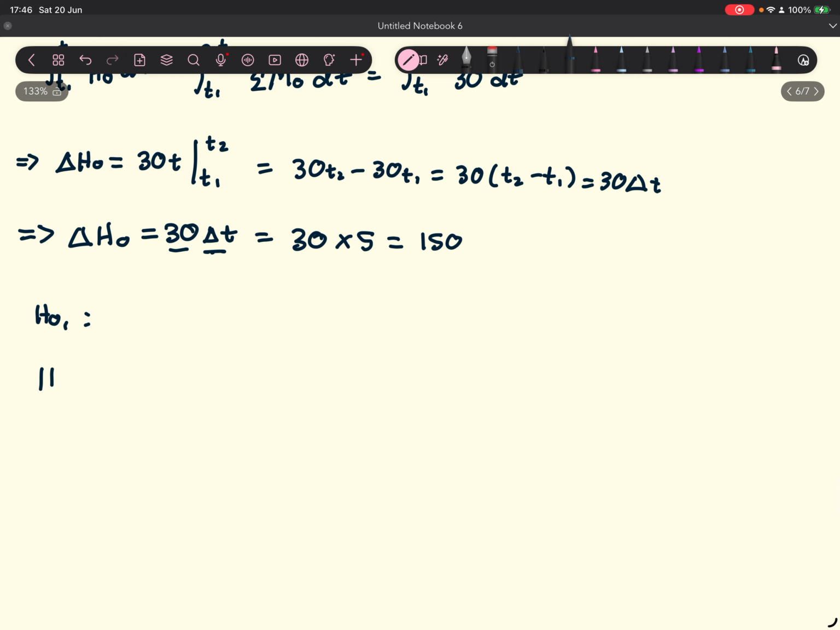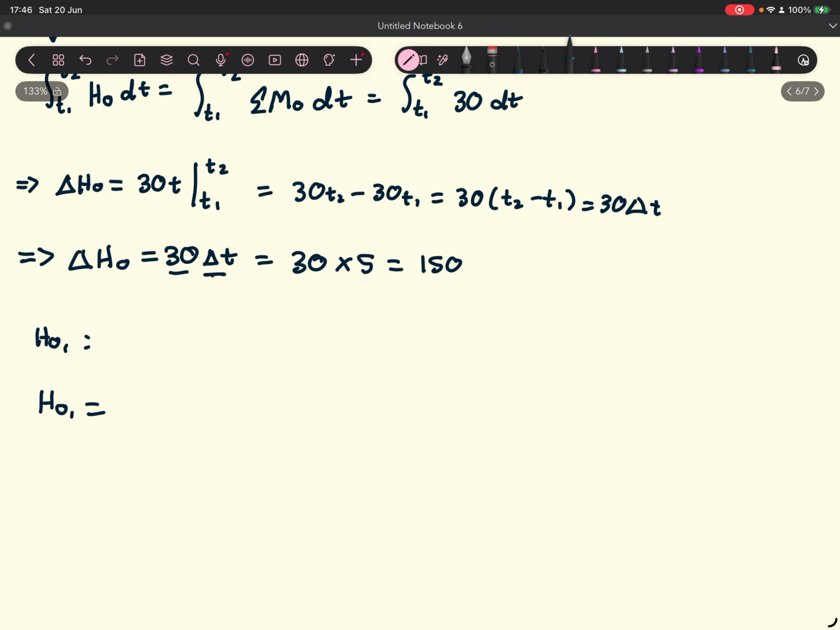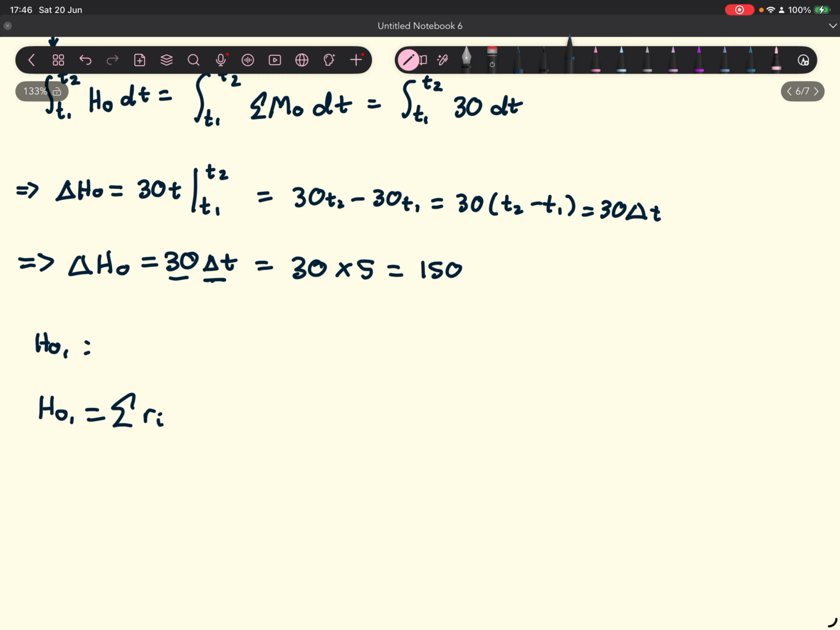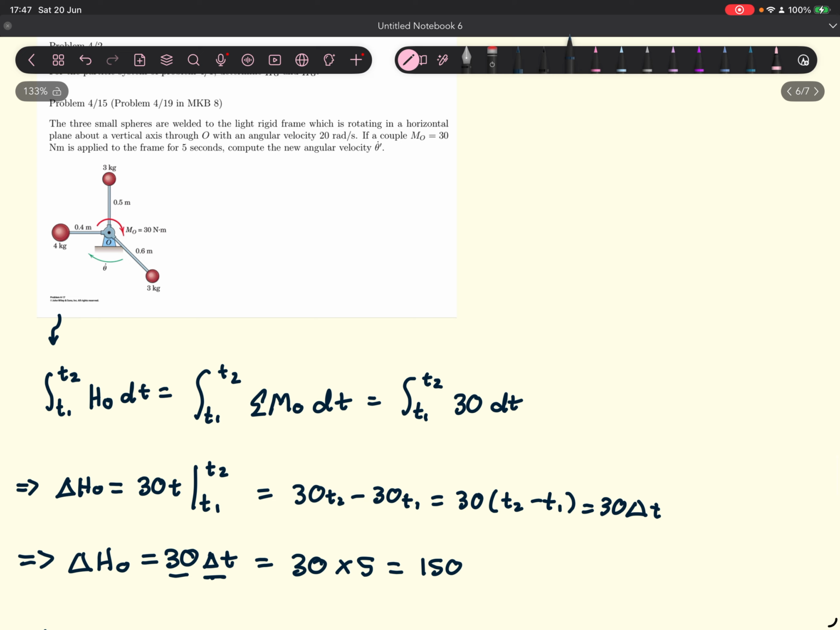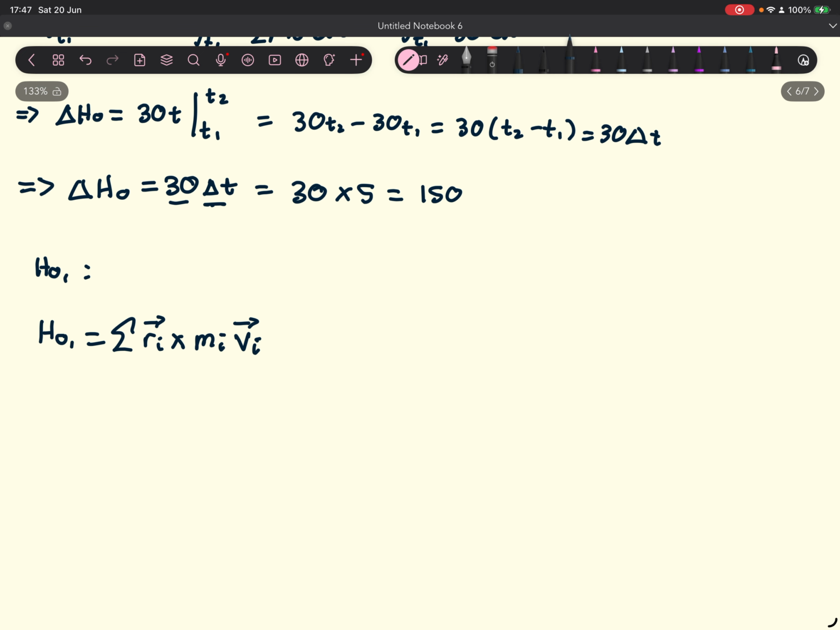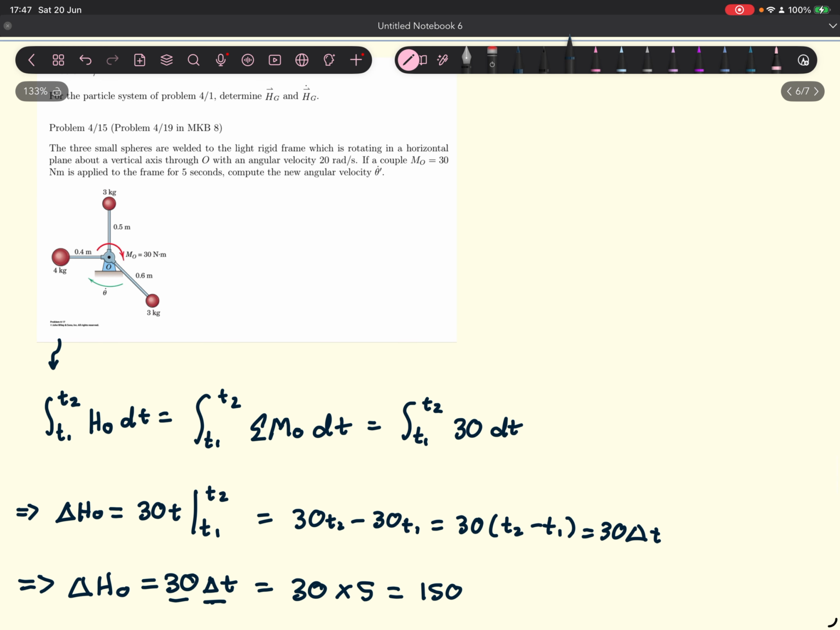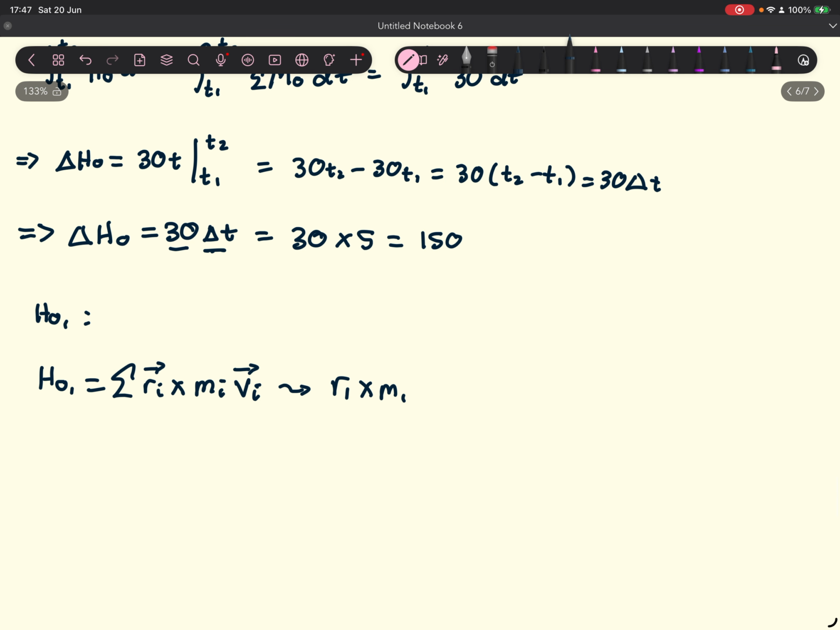So to get HO1, that would be equal to the sum of Ri crossed with Mi Vi. Because it's going through fixed axis rotation about point O, this is just going to be R1, for example, crossed with M1 into omega crossed with R1.